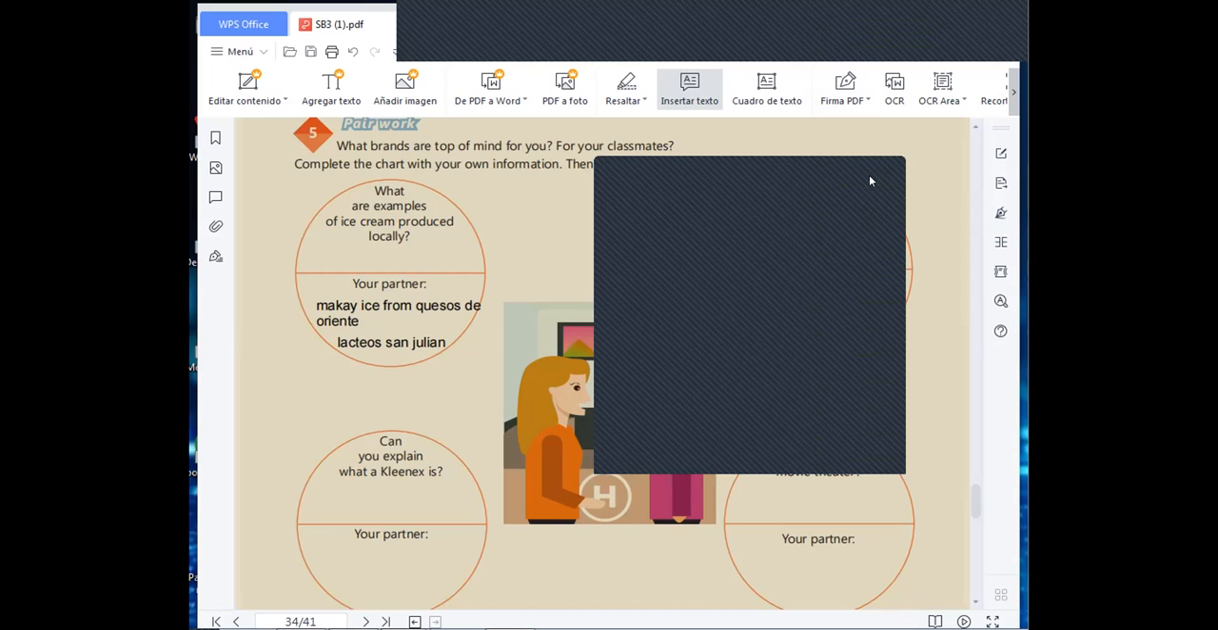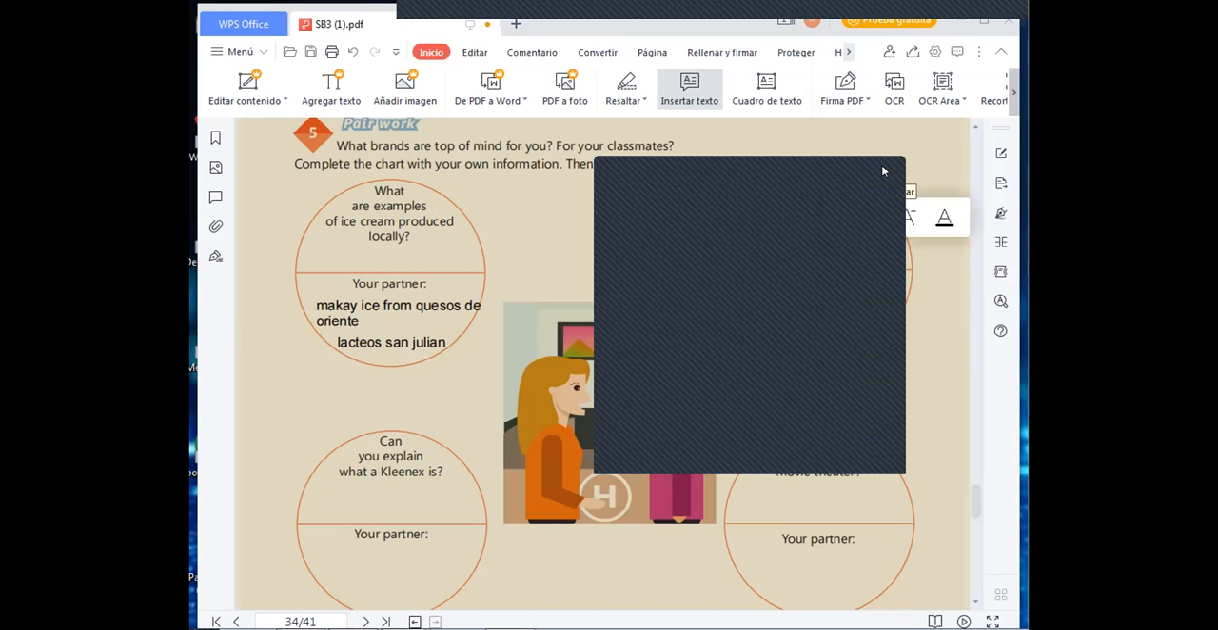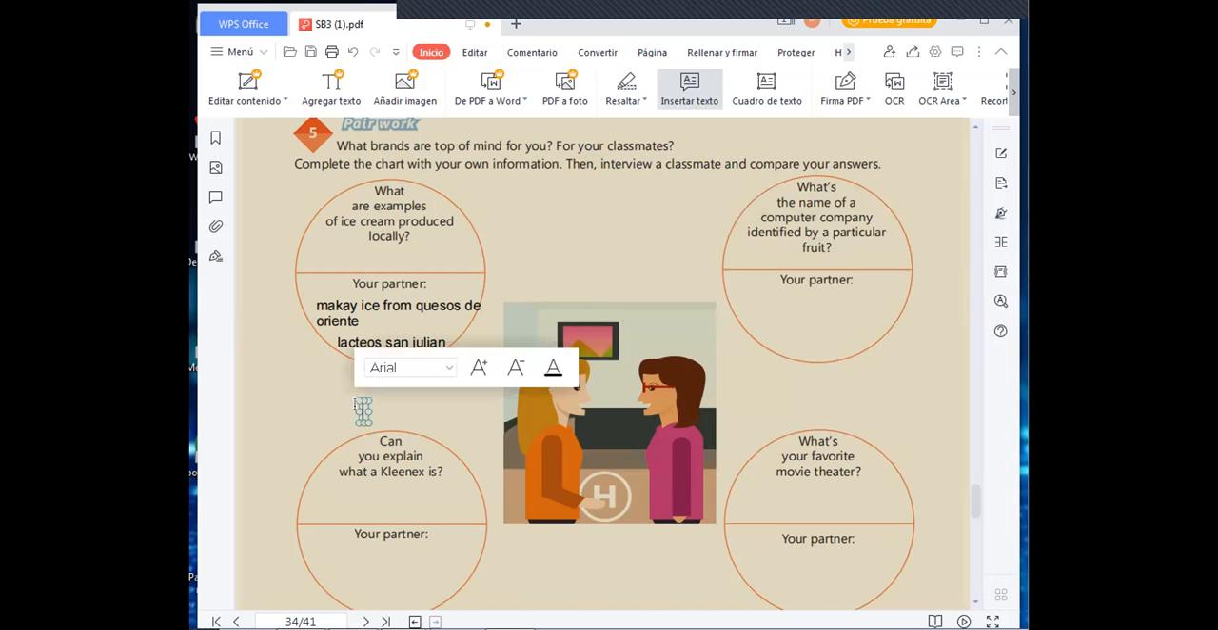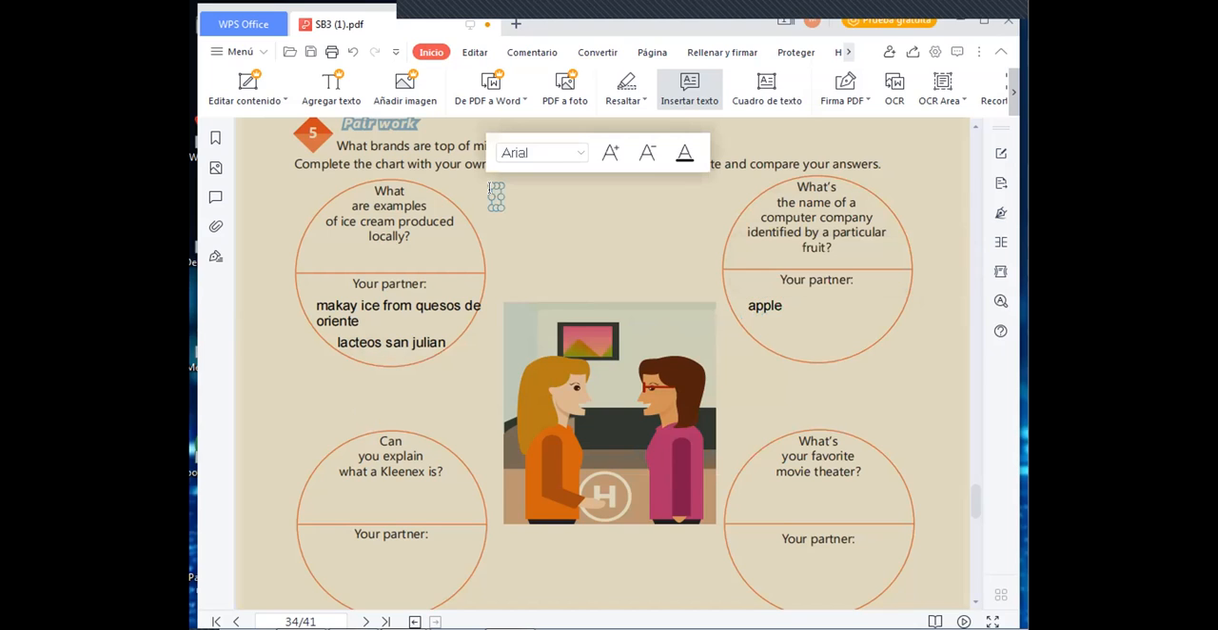Okay. Next question. The next question says, Josman, what's the name of a computer company identified by a particular fruit? Apple. Yeah, it's unique.